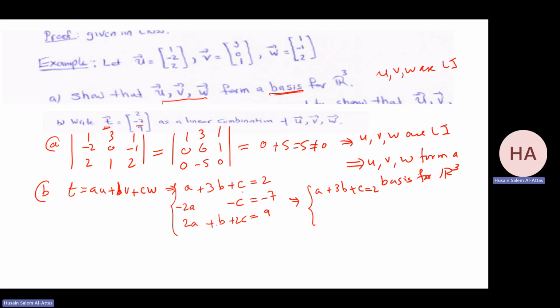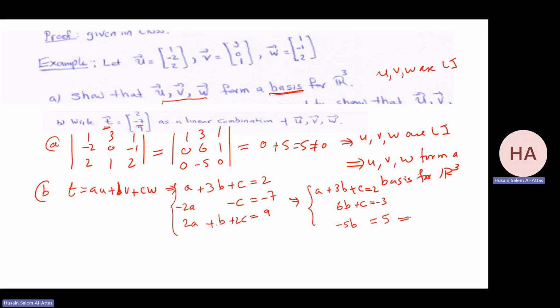Now times 2, that will be 0. Times 2, that will be 6B. Times 2, that will be plus C. Times 2, that's equal to minus 3. And this one times minus 2 now, that will make it 0, minus 5B, 0, and minus 4 plus 9, that will make it 5.